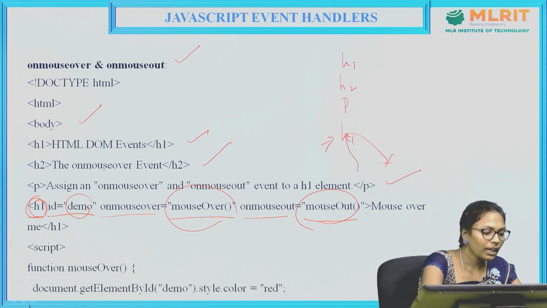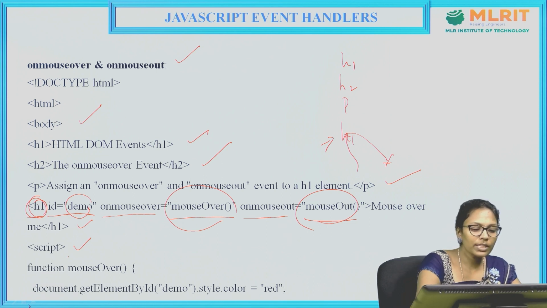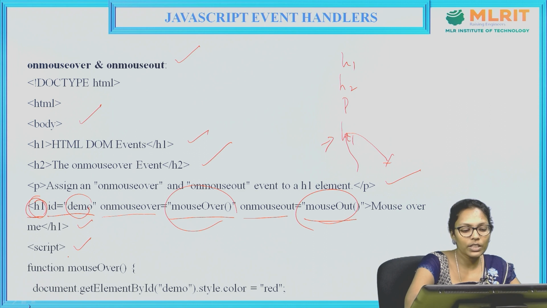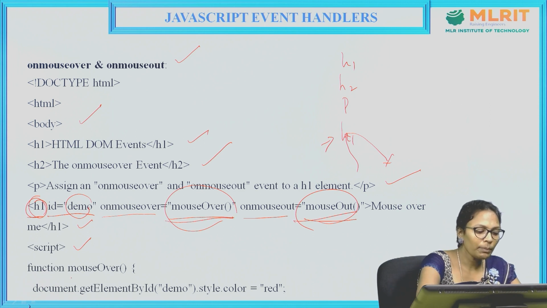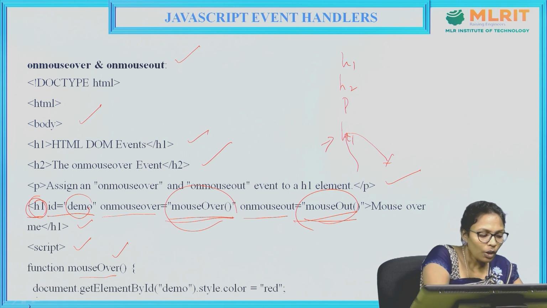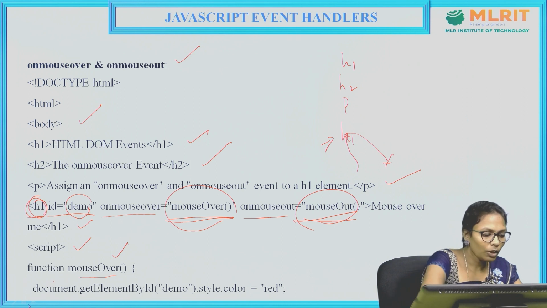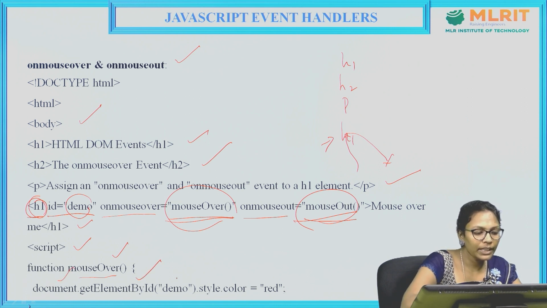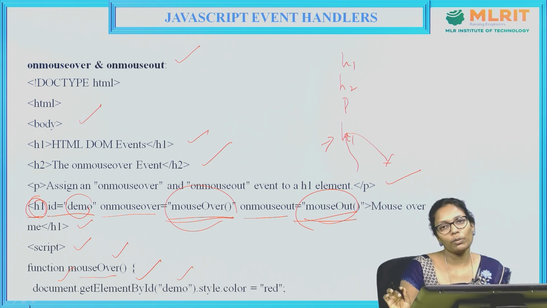Then simply I am opening the script tag, right? So this H1 I am closing, then script tag I am opening. So in this script tag, how many functions we need to write? Two functions. One is mouse over and the other one is mouse out. So function mouse over, the first function is mouse over. So what I am doing here in the first function, document dot get element by ID of demo. So this we know, document in the sense it is an HTML document, that we know.